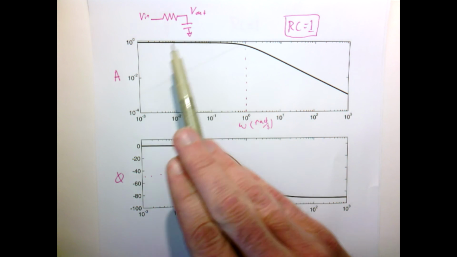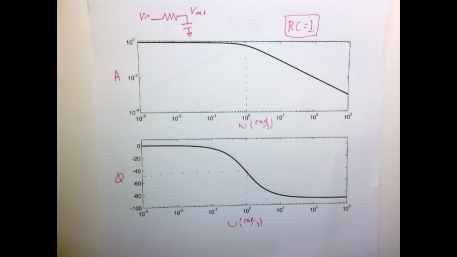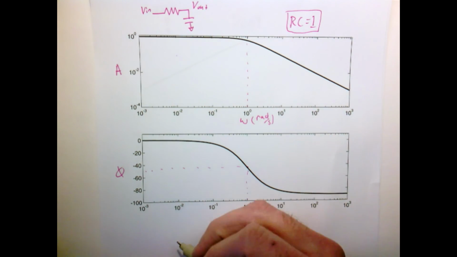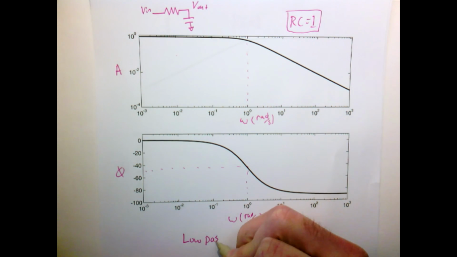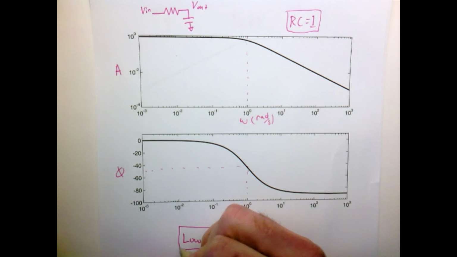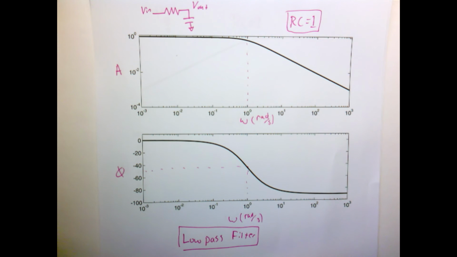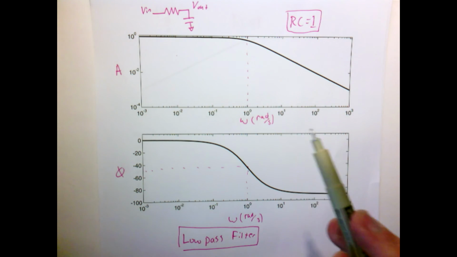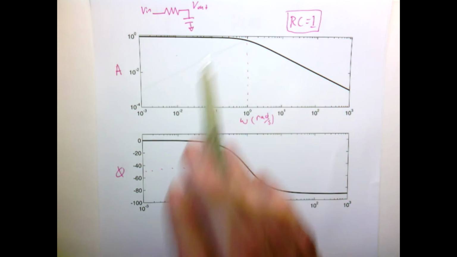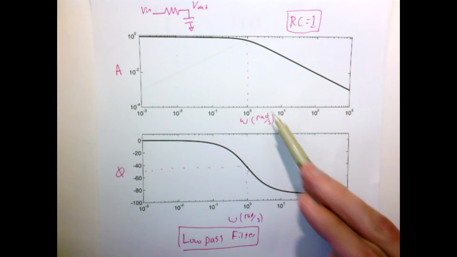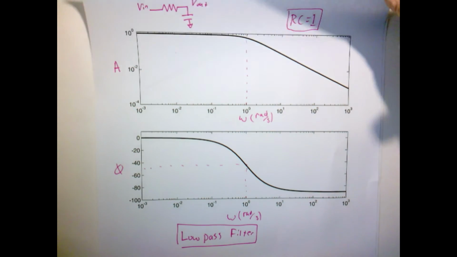So we have resistor and capacitor. This behavior here is called a low-pass filter. And we'll use it a lot in class to basically reduce high-frequency noise from a signal. So it's called a low-pass filter because the low frequencies pass through unchanged, whereas the high frequencies are attenuated.